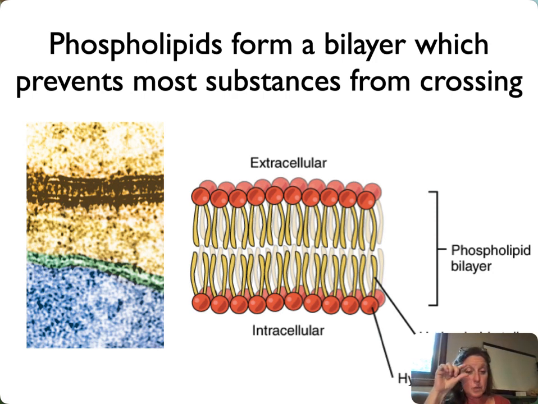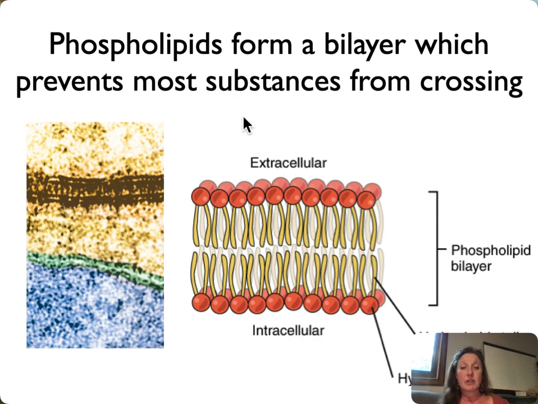So if we take just one small part of that bilayer, we can see that the fatty acid tails face each other and the phosphate head groups are on the outside, where they are facing and interacting with the water outside of the sphere or the cell, and also with the water inside the cell or the sphere. So what this means is that we now have a barrier that prevents most substances from crossing.